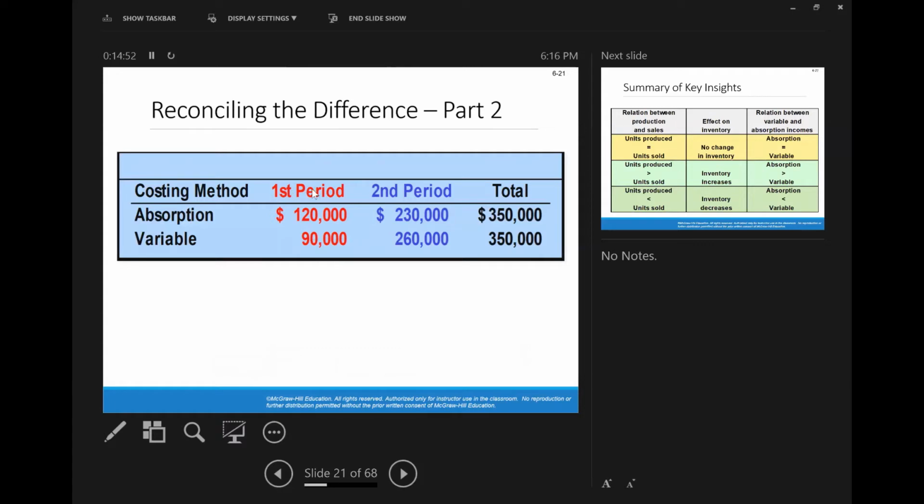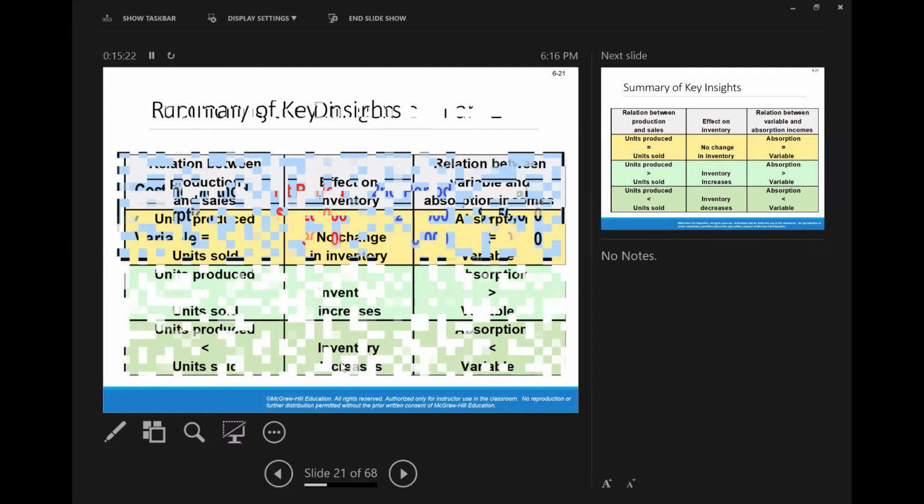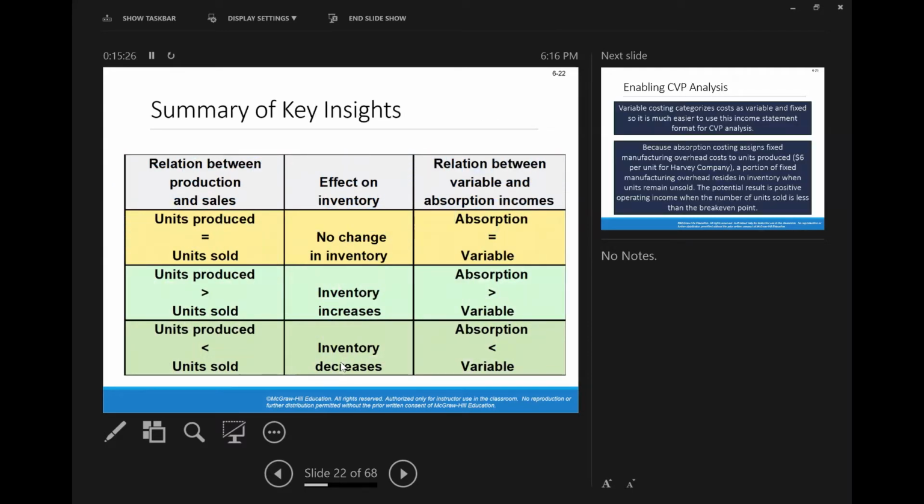Okay, for our costing methods, the first period for absorption costing we have 120,000, variable 90, and then the second period 230, variable costing 260, and then the totals of both are 350,000. So it's just a timing difference, right? When you look at the two side by side over the course of the periods, because you sold those units in the next period, it works out to be the same. It was just timing. It's not always going to work out that perfectly, where you have 5,000 that weren't sold and then they sell in the next period.